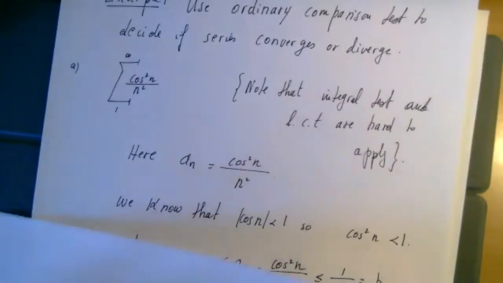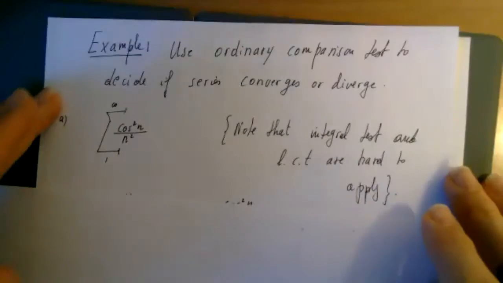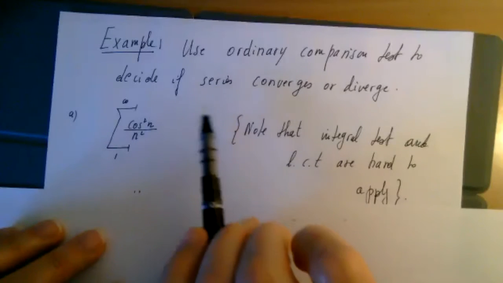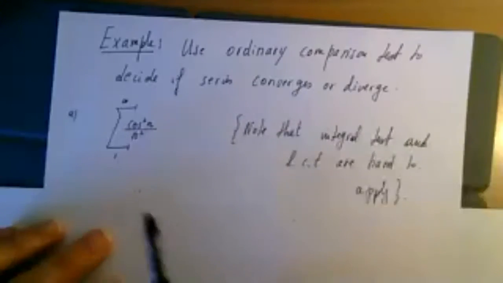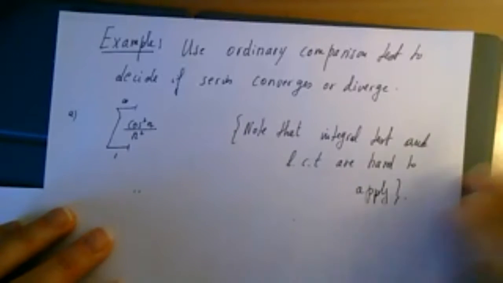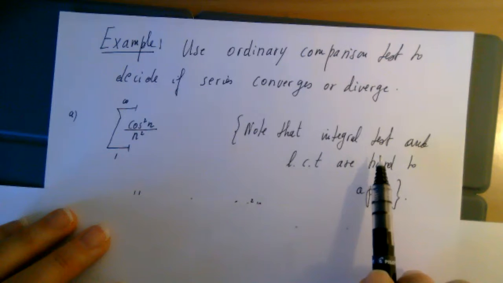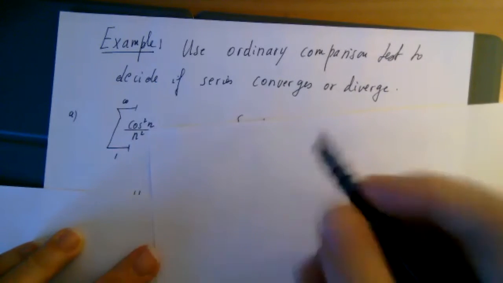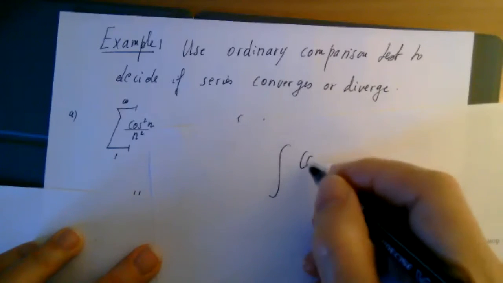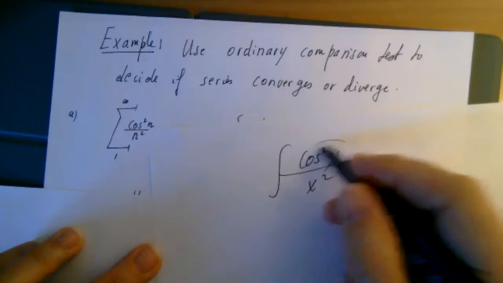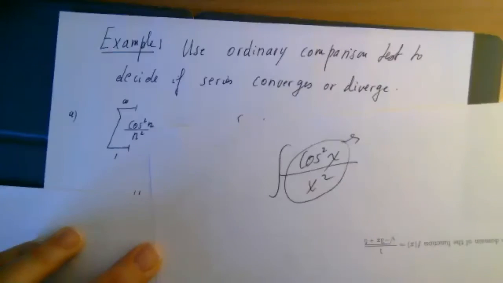So my first example is the following. I put the example and then I look at it. Example 1. Use the ordinary comparison test to decide if the series converges or diverges. My series is cosine squared n over n squared. Note that the integral test and the limit comparison test are hard to apply. Why? The integral test tells me you have to integrate cosine squared x over x squared, and it has to tell me that this function is decreasing. None of them is satisfied.